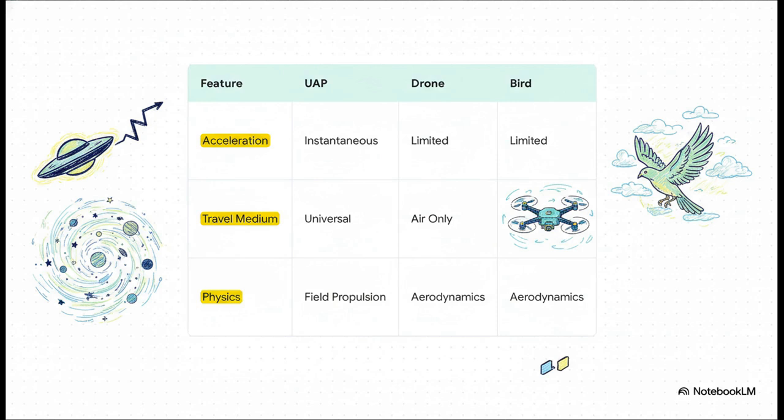A drone, a bird, they're limited by mechanics, by biology. They have to play by the rules of aerodynamics. But then you look at that UAP column: instantaneous acceleration, moving through air, water, space. You realize you're not just looking at a better airplane. You're looking at a completely different class of physics, a leap from aerodynamics to what's being called field propulsion.